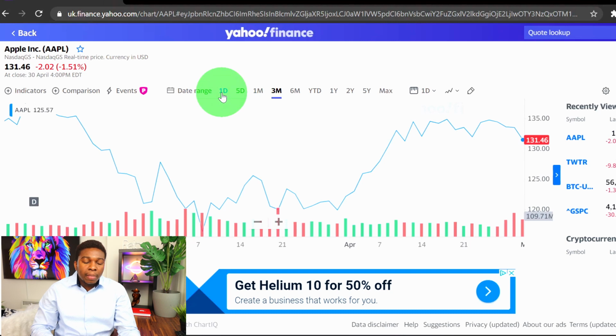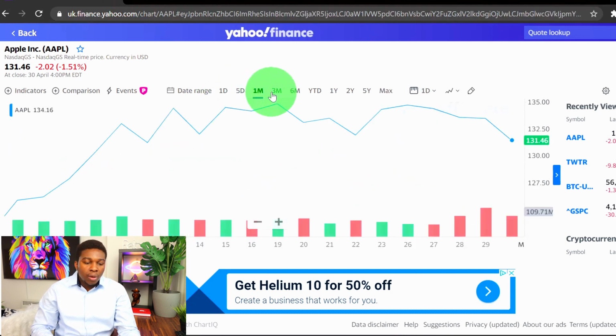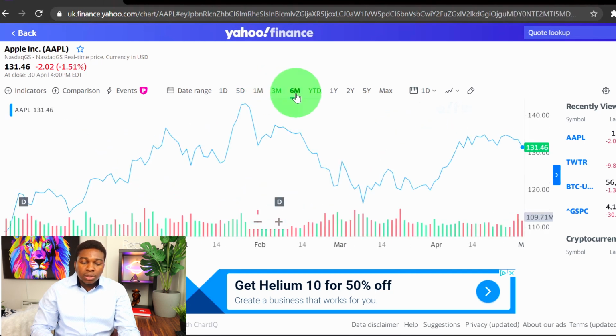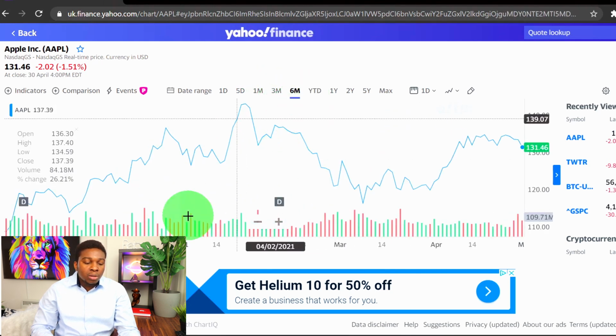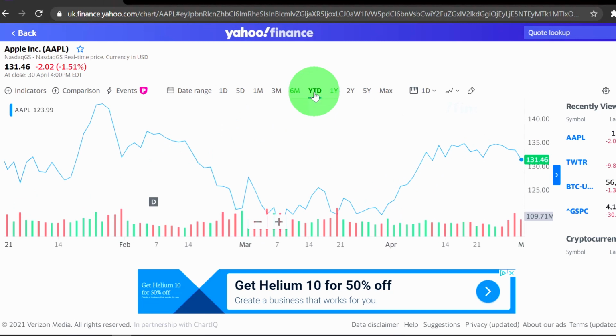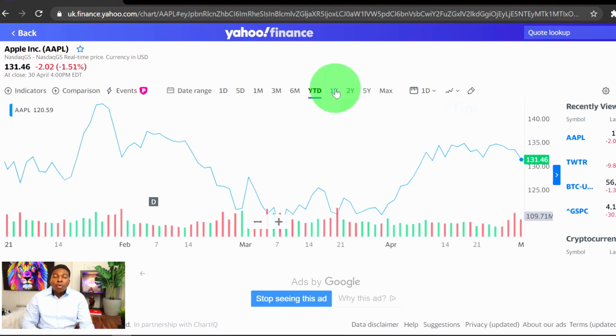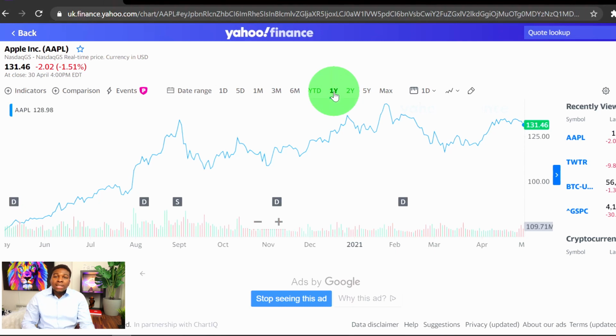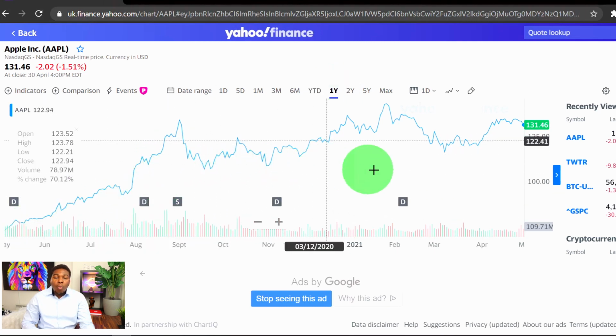We can do it for 1 day, for 5 days, for 1 month, for 3 months, for 6 months. As you can see, as you click on the month, the dates will be changing in the last 6 months, which is from November to April. Now, we have YTD, which is year to date. This is from the beginning of the year, which is January 2021, to our current date. So we also have 1 year, which implies that you want to view the chart for 1 year.